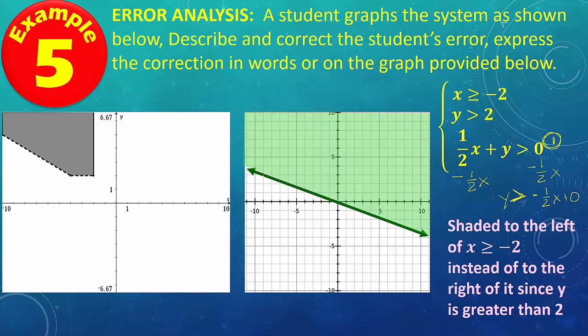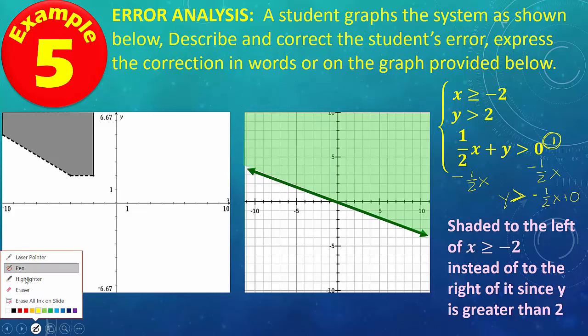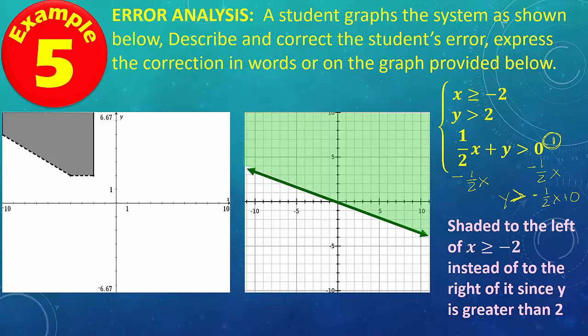This should actually be a dashed line, so I'm going to go ahead and fix that. Okay, if I compare that to my other one, so far that looks correct. It's shaded above, this is shaded above, it's a dashed line. Okay, you get the idea.